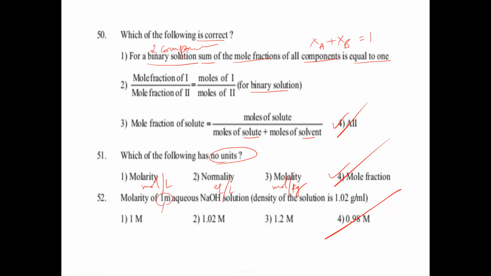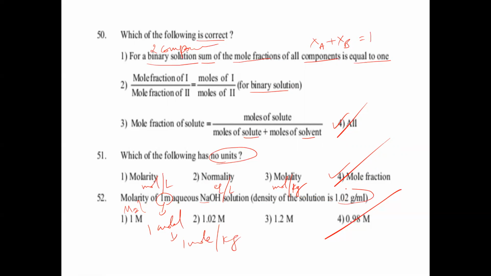Next, the molarity of a 1 molal aqueous solution. Here, small m indicates 1 molal. 1 molal means 1 mole per 1 kg. They asked for molarity, capital M, and they gave molality. So the molarity of a 1 molal aqueous solution of NaOH is what they asked here.